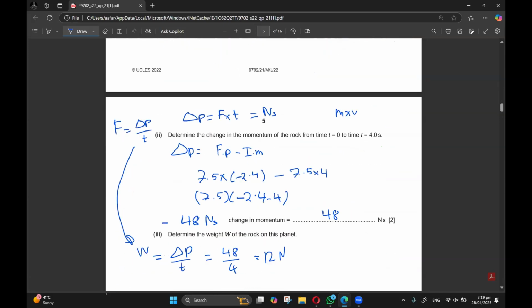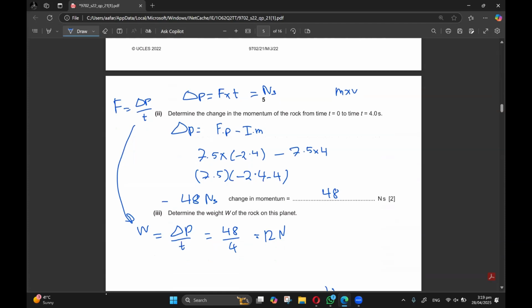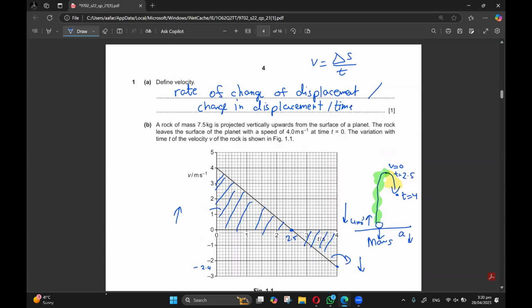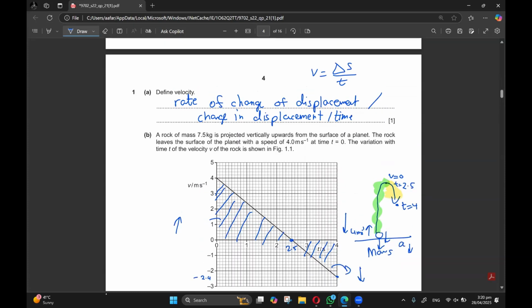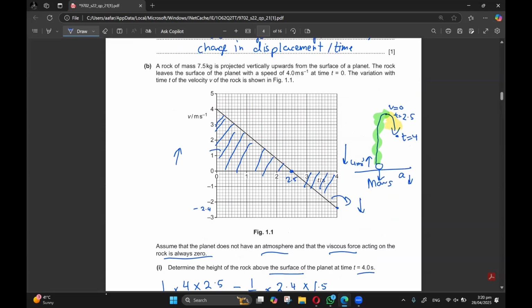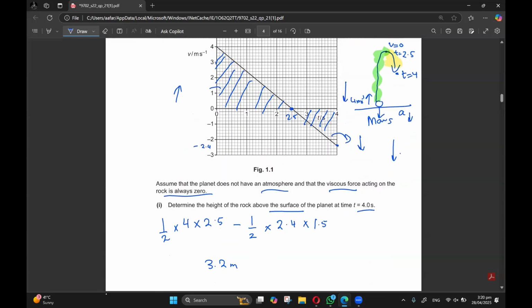Previously, we didn't take resultant force into account, but we're taking it over here since the atmosphere changes the rules. So the resultant force over here will be weight plus the viscous force, right? The viscous force is basically proportional to speed. As the speed is decreasing, the viscous force is also decreasing. So the total resultant force will also decrease, right? Since it's basically weight plus viscous force.